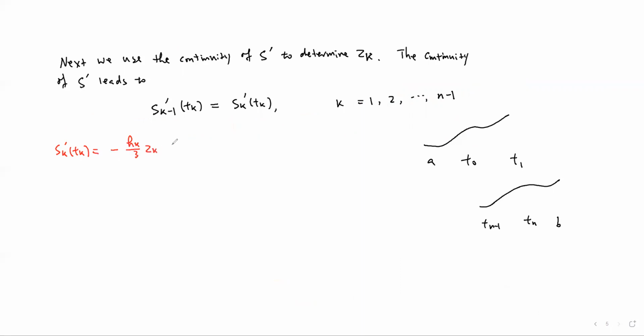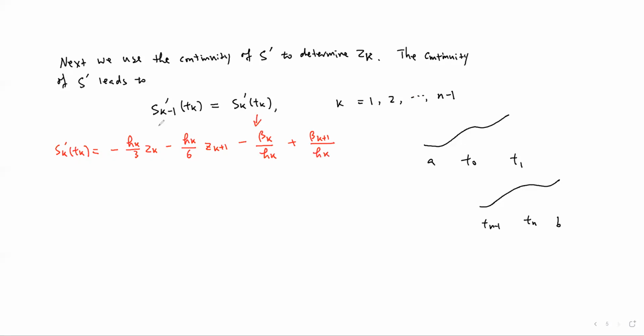Ck unknown. Hk over 6, Ck plus 1 unknown. And then beta k hk plus beta k plus 1 hk. Yeah, this is this guy.